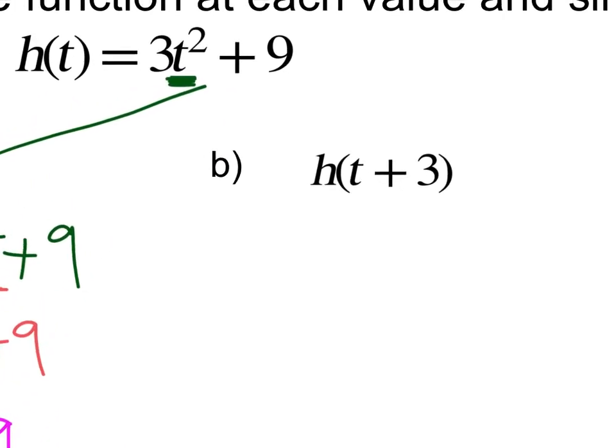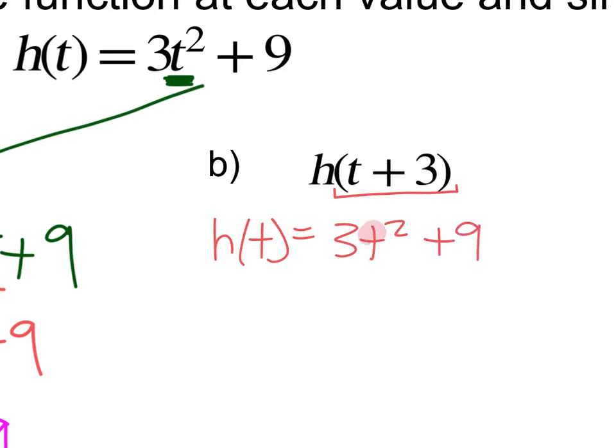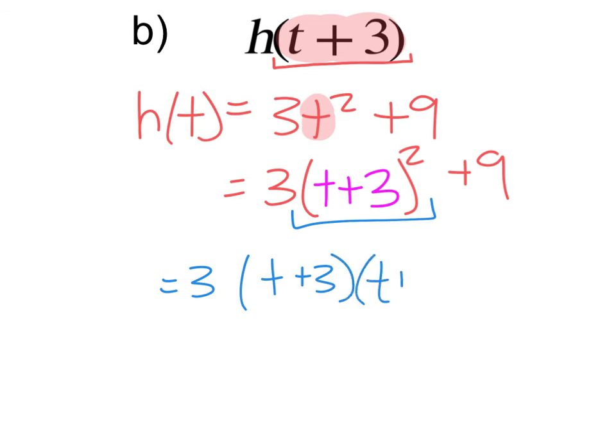All right, letter B. Now my input is t plus 3. So that means I'm going to rewrite my function. This entire thing is going to go wherever the variable is. So where this t is, I'm going to substitute in this binomial t plus 3. Here's what that looks like. So I'd have equals 3, and then I'm going to substitute in t plus 3, that is squared, and then plus 9. Okay, from here, again, exponents first. So we'd have 3 still, and then we need to do t plus 3 times t plus 3. And then we just need to finish simplifying.